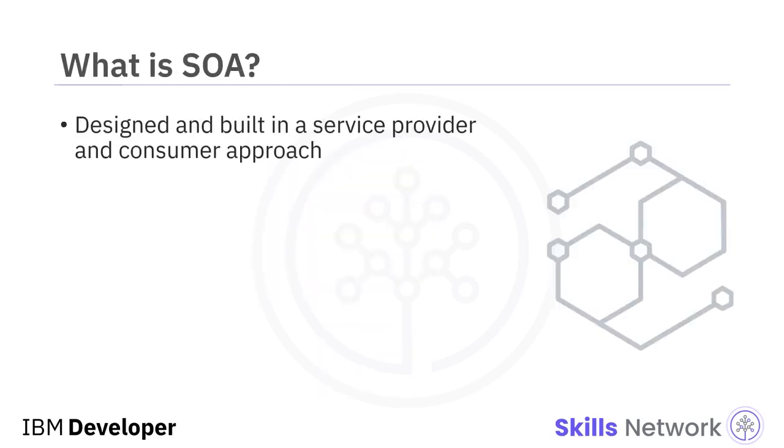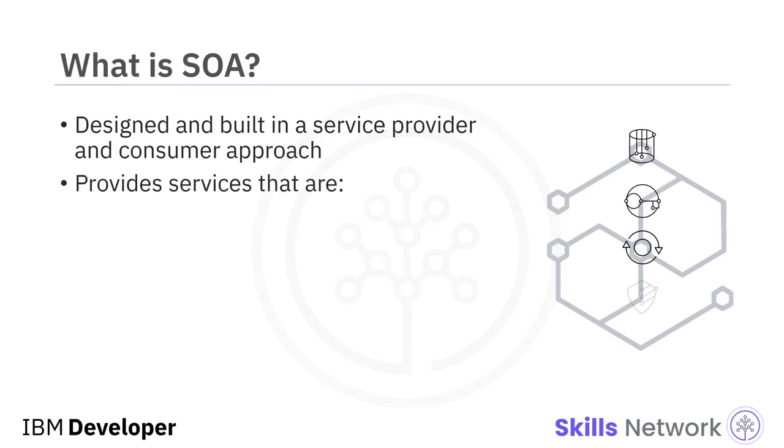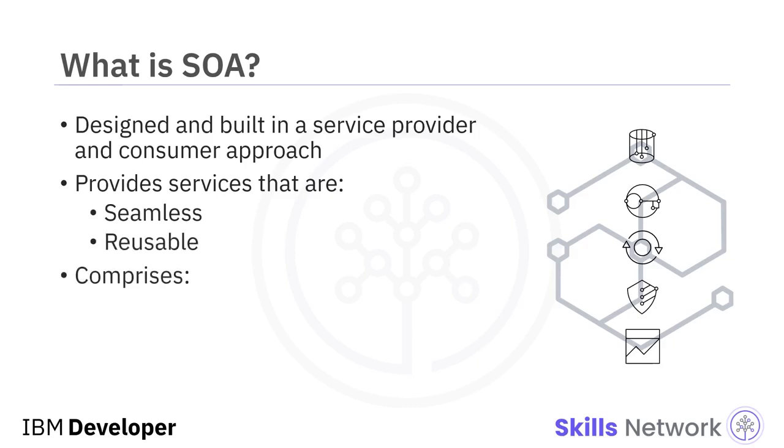A service-oriented architecture, or SOA, is designed and built with a service provider and consumer approach. The services provided work as a discrete unit of functionality, integrated seamlessly, and are easily reused. Each SOA service consists of 3 components. The interface defines how a service provider will execute requests from a service consumer. The contract defines how the service provider and service consumer should interact. And the implementation is the service code.